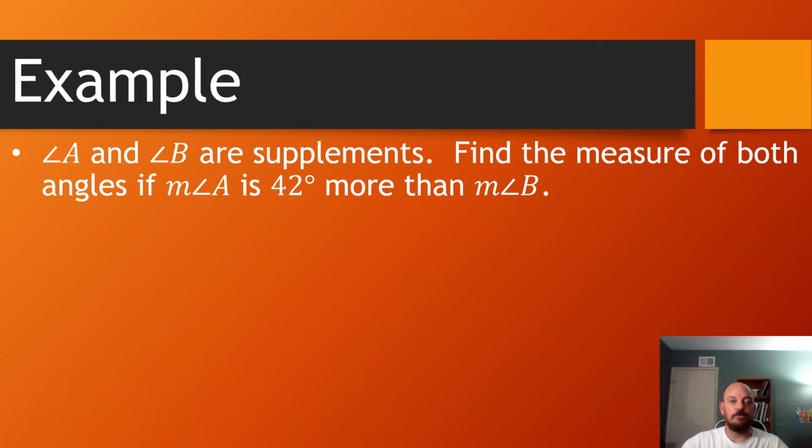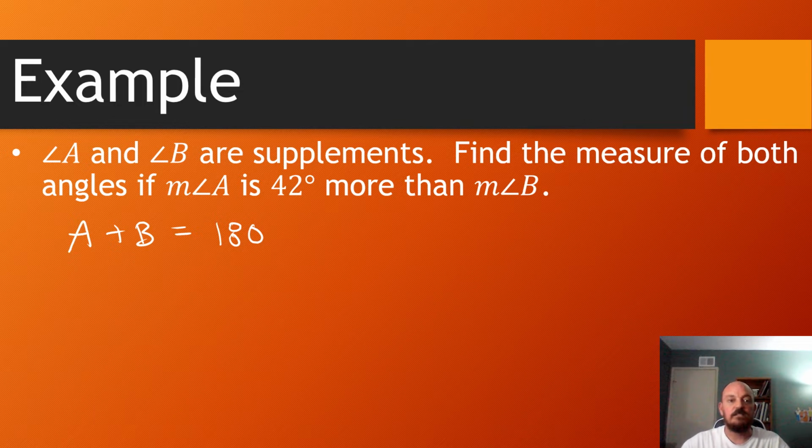So here's an example. Let's say angle A and angle B are supplements. Find the measure of both angles if measure of angle A is 42 degrees more than measure of angle B. So right off the bat, the vocab word here is supplements. I said A and B are supplements, which means they add up to 180. Let me write that down. Let me just say A plus B equals 180.